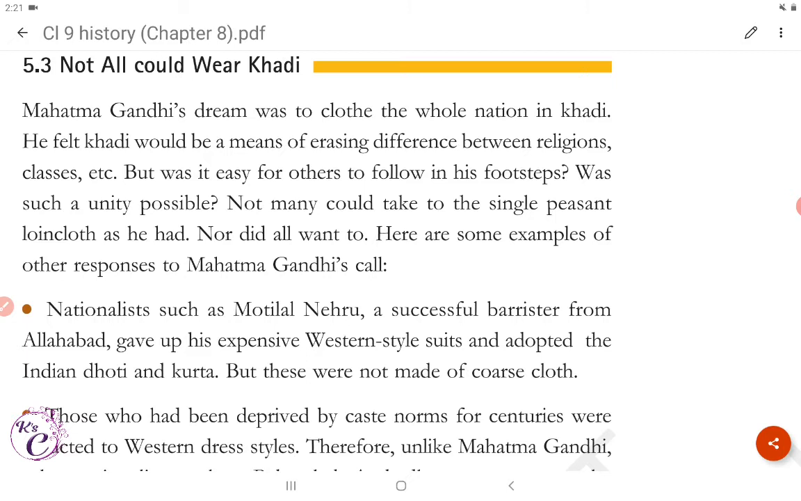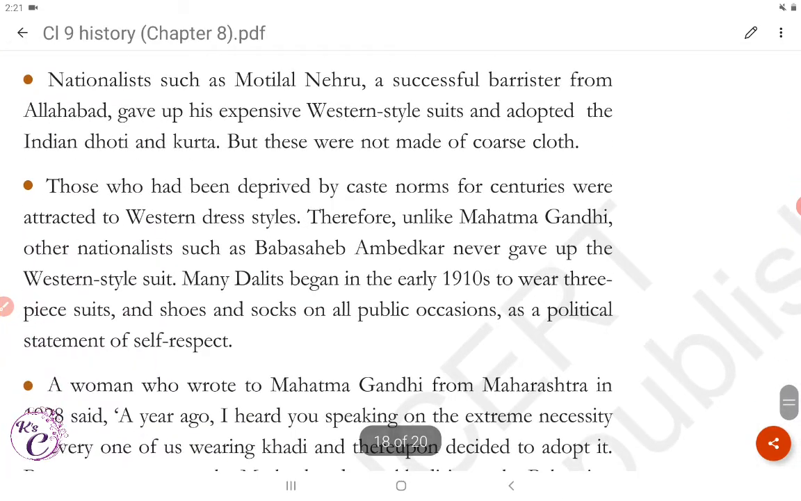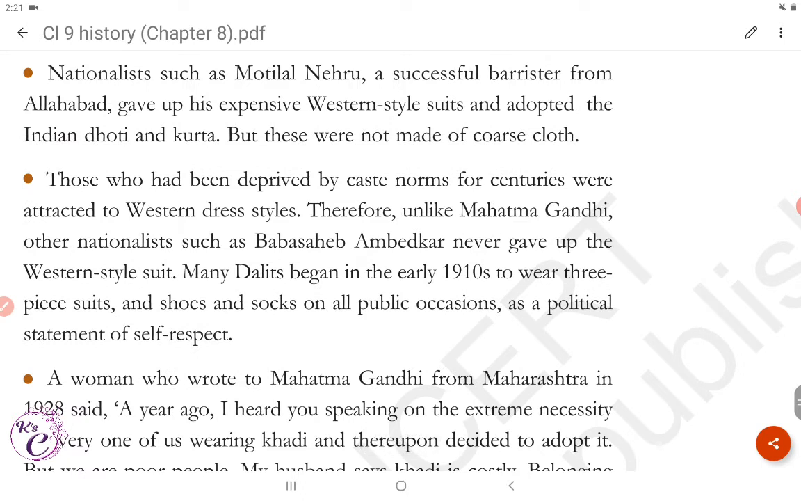Not many could take to the single peasant loincloth as he had, nor did all want to. Here are some examples of other responses to Mahatma Gandhi's call. Nationalists such as Motilal Nehru, a successful barrister from Allahabad, gave up his expensive Western style suits and adopted the Indian dhoti and kurta, but these were not made of coarse cloth.